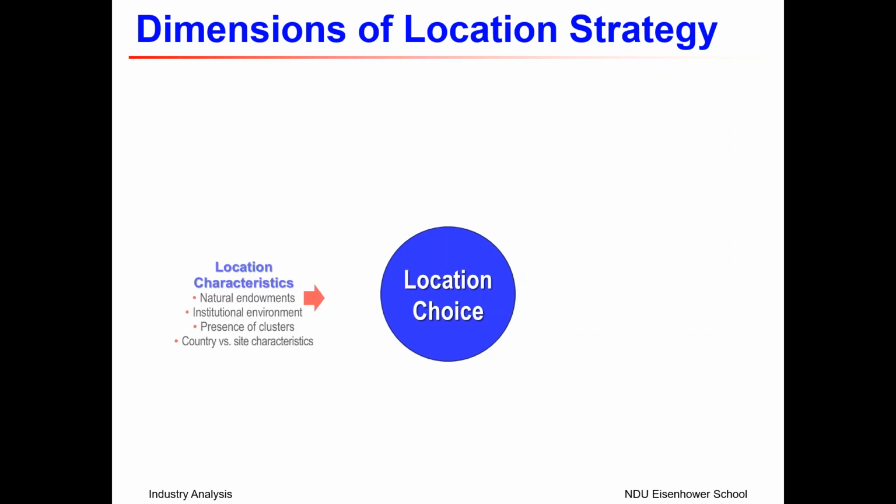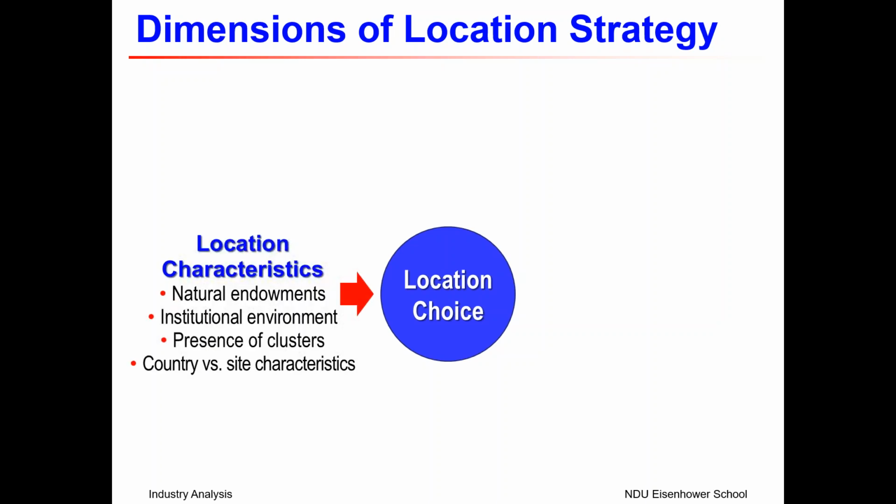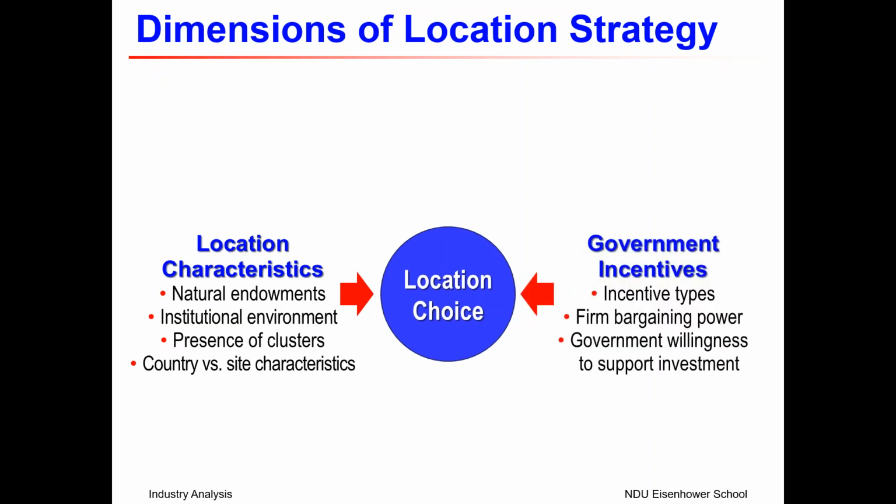So he talks about location characteristics, which are not just your natural endowments, but your institutional environment and the presence of clusters. It's important to look not just at the country level, but also at the individual site level. That's the basic location characteristics that are obvious when it comes to location choice. And then government incentives, right? What is the government willing to give you? They're giving you a good deal to come there, but understand not only what the incentives are, but why, what your bargaining power is, and how willing the government is to support investment.